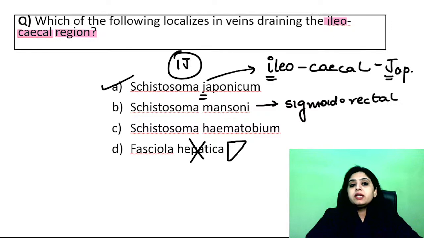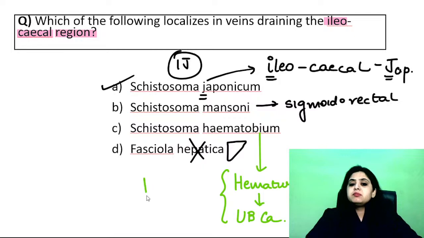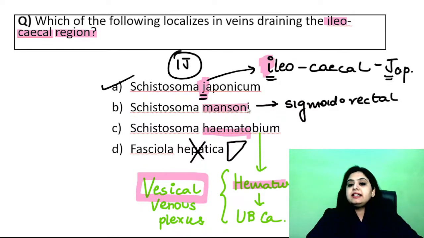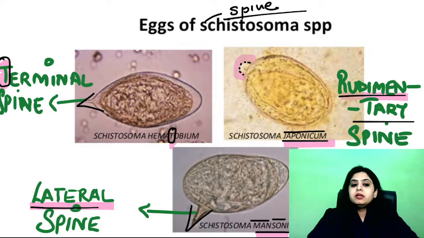So where is hematobium going? Hematobium was named so because it causes hematuria, meaning urinary bladder. It even causes urinary bladder cancer. So it must not be going into the intestine, it must be going into the vesical venous plexus of the urinary bladder. That is why it causes all the urinary bladder related problems. So simple: hematobium reminds me of hematuria, it goes to the urinary bladder. Japonicum goes to the ileocecal, IJ, and mansoni, sleeping in the large intestine, goes to the sigmoidorectal. Are we clear with the eggs as well as the location? I hope there is no confusion.